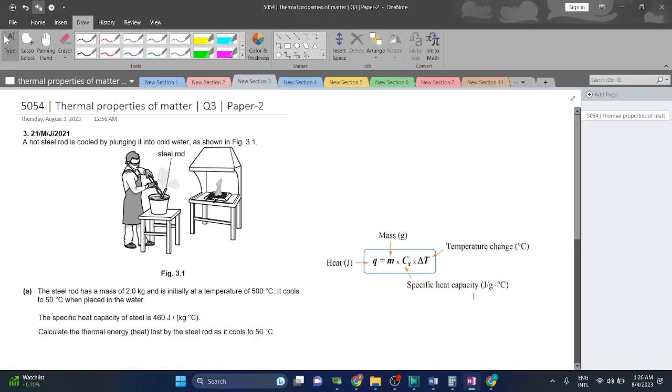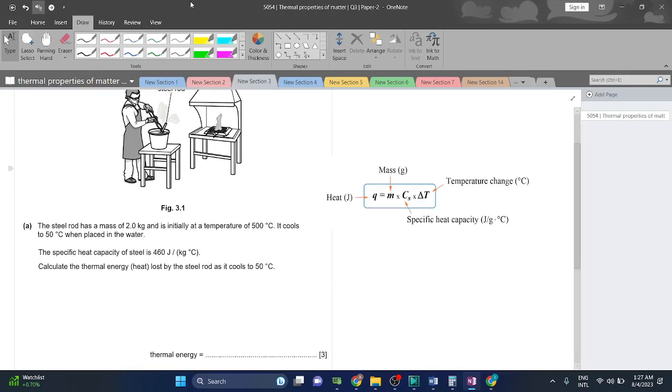Welcome back, guys. Now we will do thermal properties of matter. Question 3, paper 2, 5054. A hot steel rod is cooled by plunging it into cold water, as shown in figure 3.1. This is cold water, and this is a steel rod, which is hot. Now the values are being given to us.